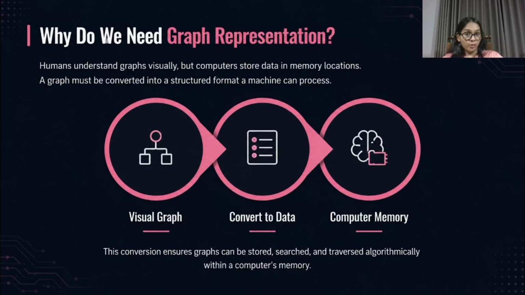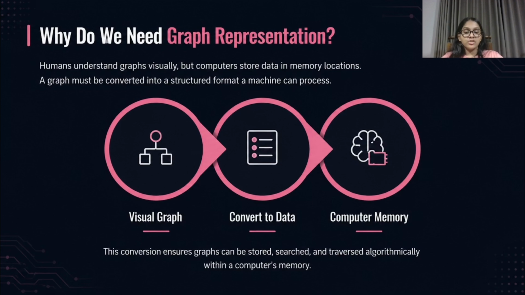Now that we understand graphs, let's ask another question. If we can simply draw a graph on paper, why do we need graph representations? The answer is simple. Humans understand visual diagrams very easily, but computers don't. A computer cannot directly understand circles and lines drawn on a screen. Instead, everything must be stored in memory using a structured format.